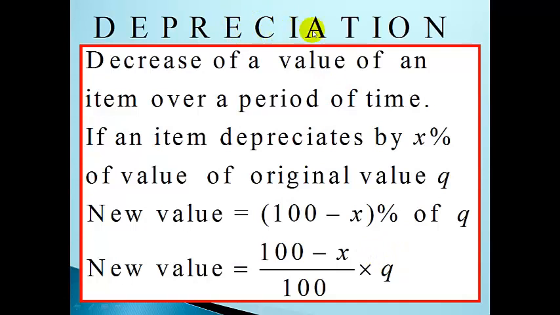Now let's look at depreciation. Depreciation is the decrease of a value of an item over a period of time. If an item depreciates by X% of its original value Q, then the new value will be equal to 100 minus X% of Q. That's the new value will be equal to 100 minus X divided by 100 times Q.